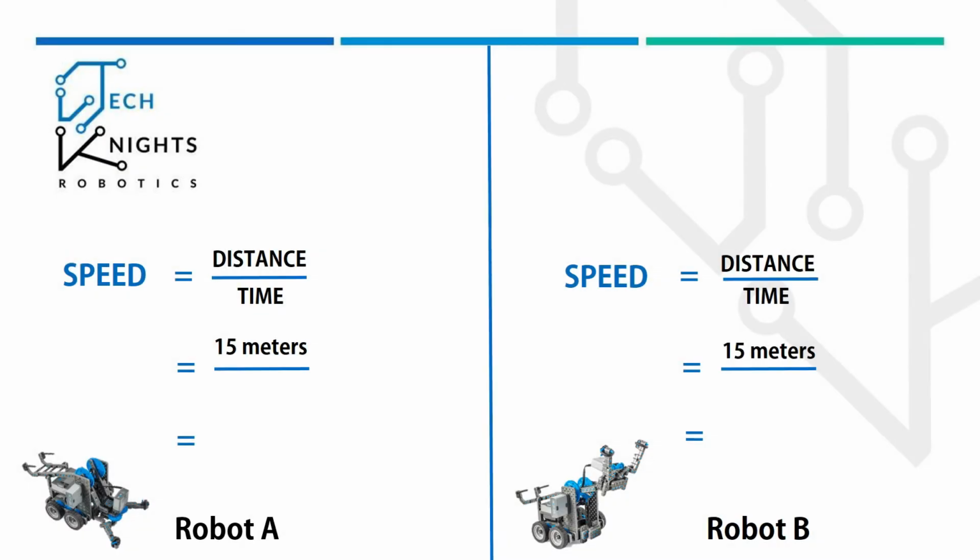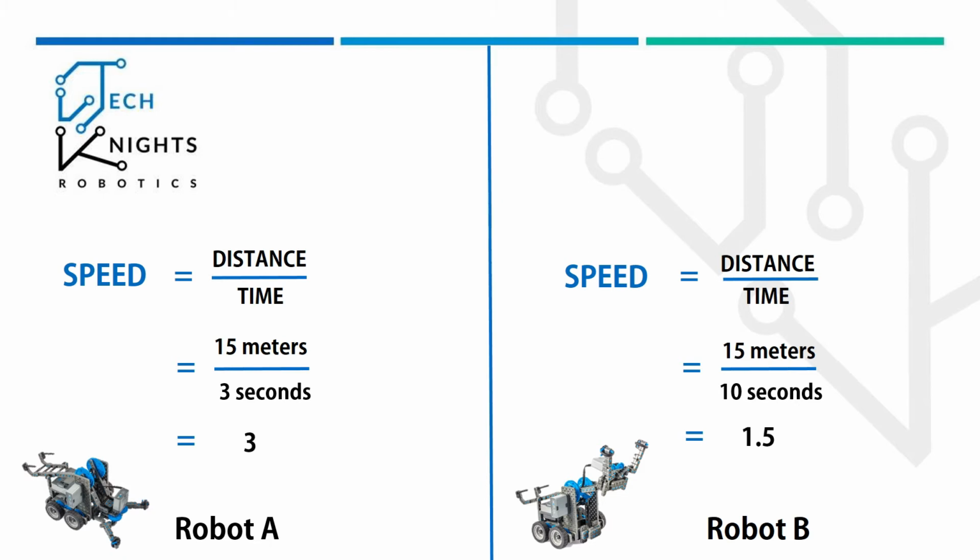In 15 meters, Robot A traveled in 3 seconds while Robot B traveled in 10 seconds. Going back to the definition of speed, we just have to divide these values. Is this the final answer?